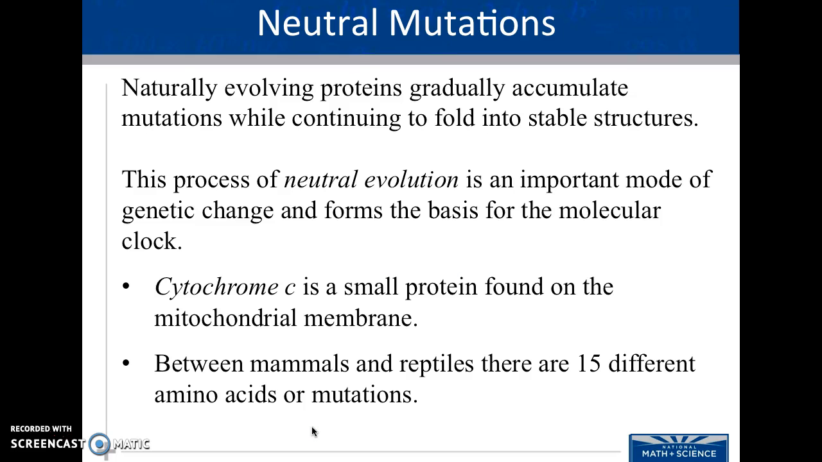Naturally evolving proteins. I'm actually going to pause here. We'll pick this up in the next video.